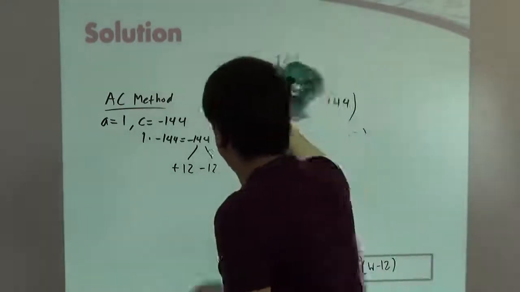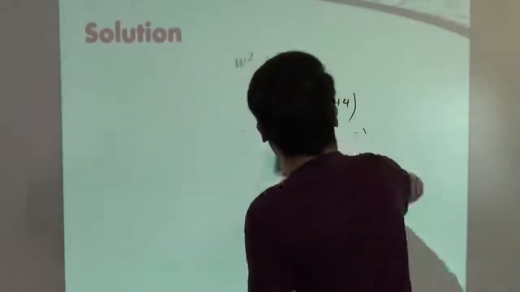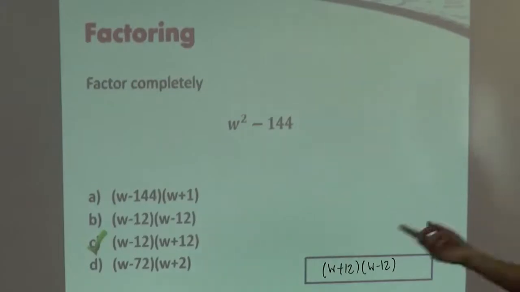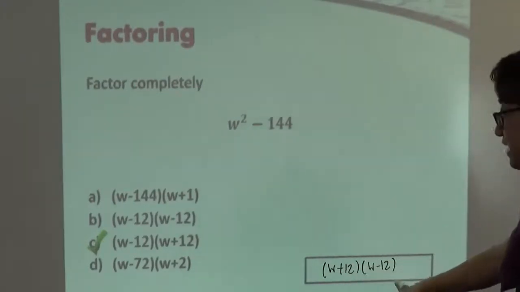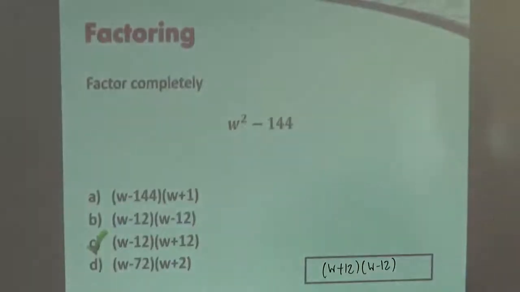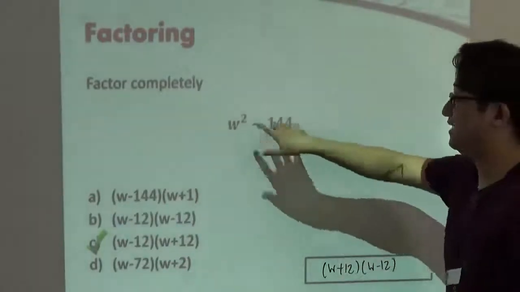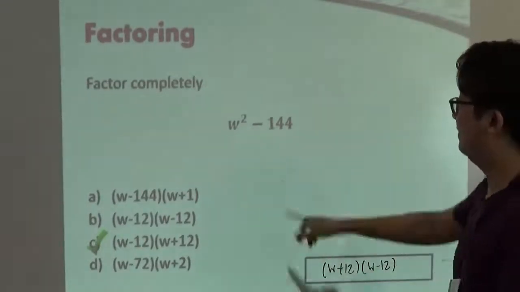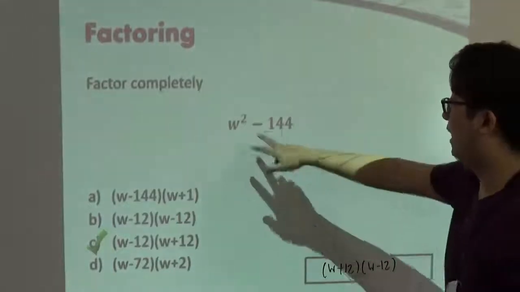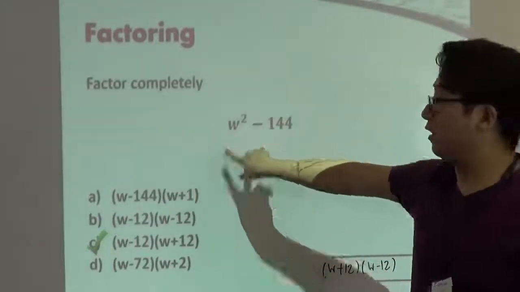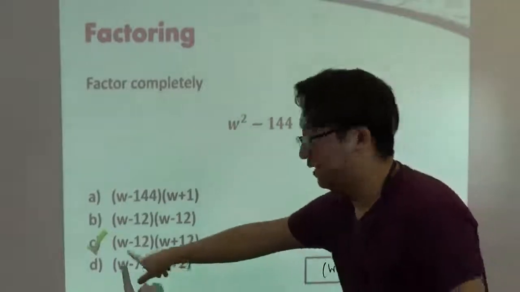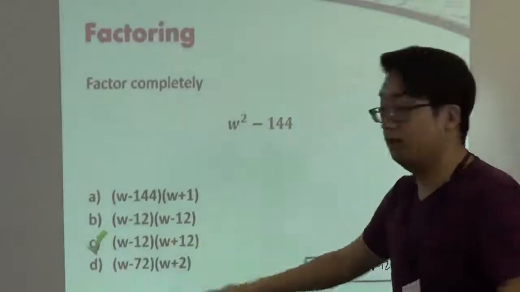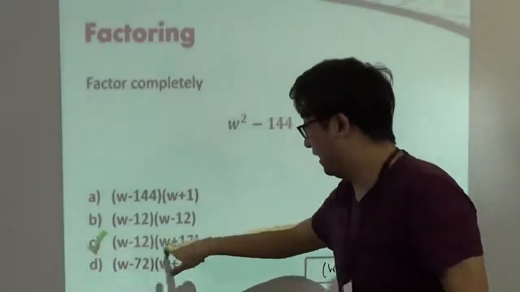So, let's check if that's the answer. Even though the numbers are the same, as long as one of them is positive and one of them is negative, that should be okay. So, this quadratic expression is actually a unique one. In this case, it's called a difference of squares, because difference is negative, while squares, because both of these numbers are squared. You notice w squared can be split into w and w, while 144 can be split into 12 and 12. And you notice that the only difference is that one is negative and one is positive.